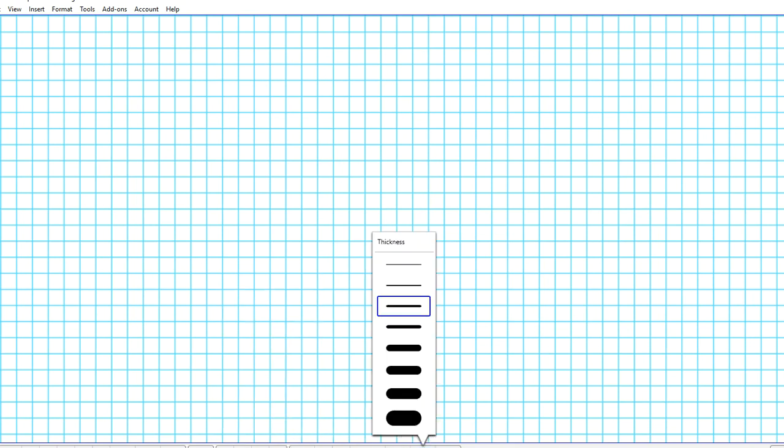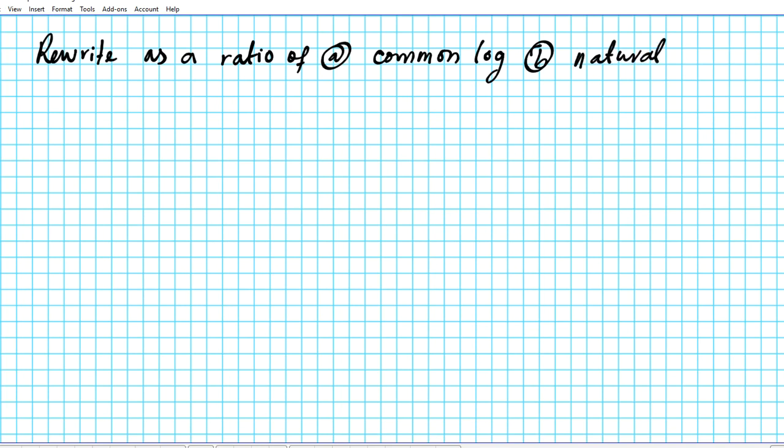So in this set of problems we're going to rewrite the given log expressions as a ratio of, first of all, common log, and then secondly as a natural log. Okay, let's take a look at the first problem, number 1.